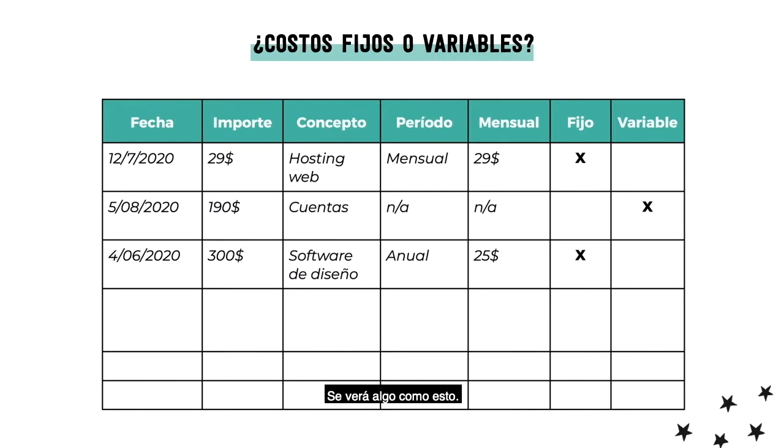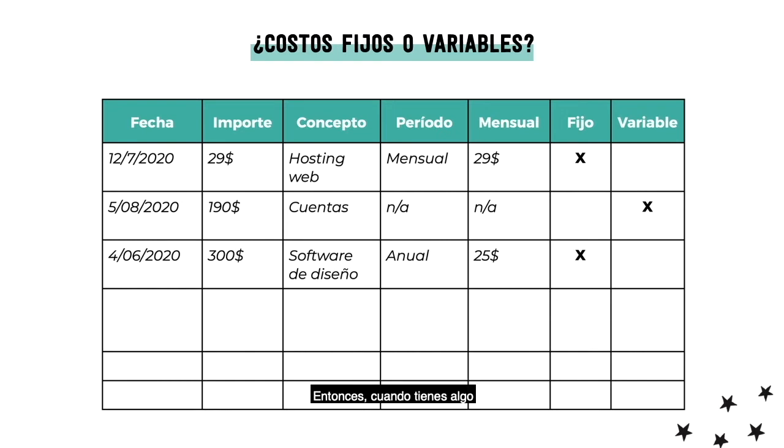It will look something like this. For example, here we have 3 different lines for 3 different types of expenses. The first one is for a web hosting fee that is $29 and that we pay every month. And then we have a purchase for $190 of beads that is not a recurring expense, that we've only paid once. And then we have an expense of $300 per year for a design software.